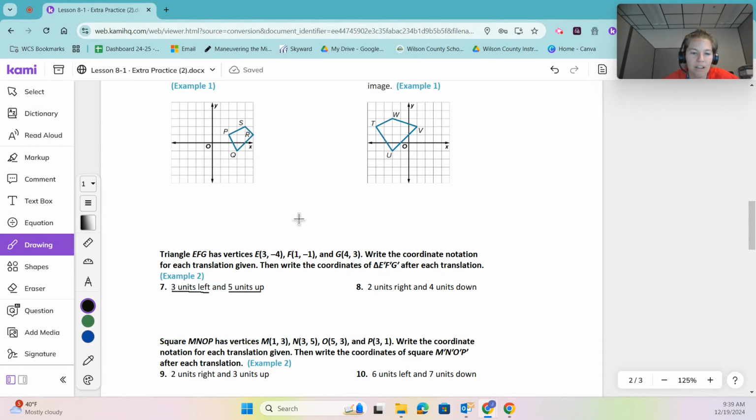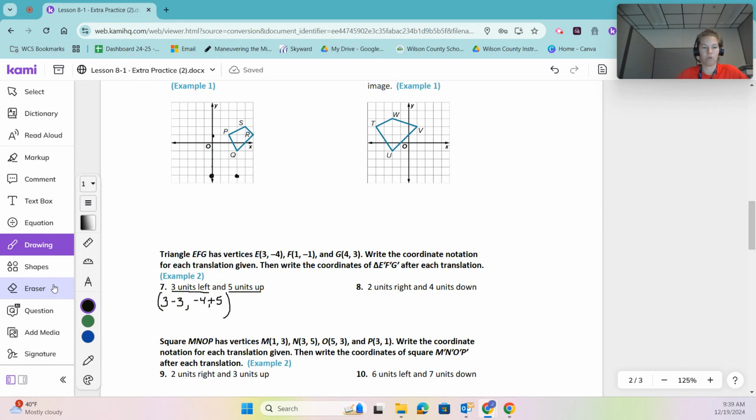So if I have 3, -4, and I am going 3 units left, what happens to that number just by going 3 units to the left? Well, my x value is subtracting 3. So 3 minus 3 is going to be my x value. And then if I'm going 5 units up, that means my y value is going to increase by 5. So then I'm doing -4 plus 5.